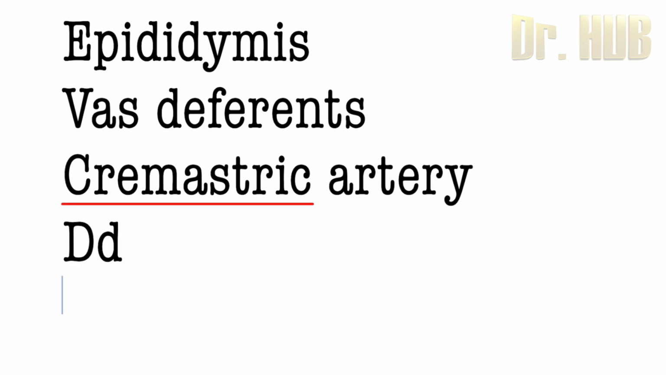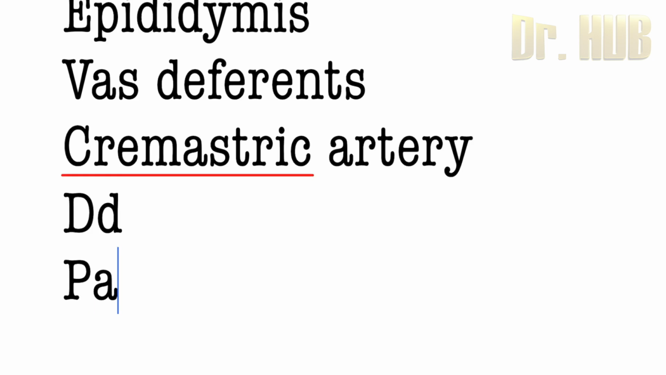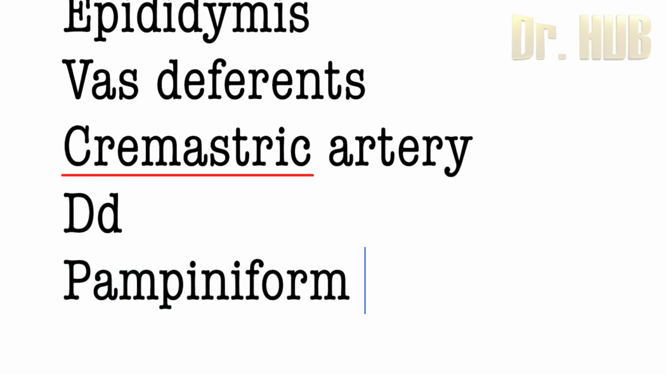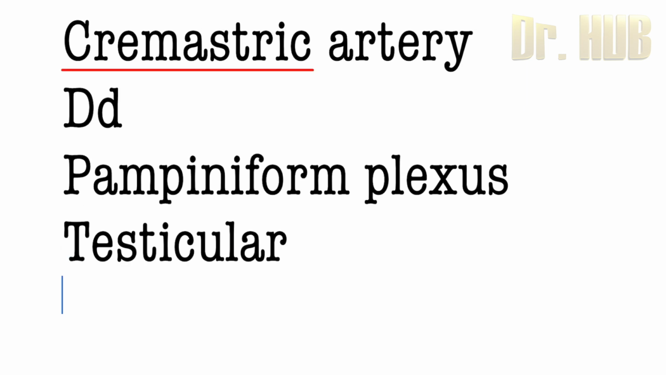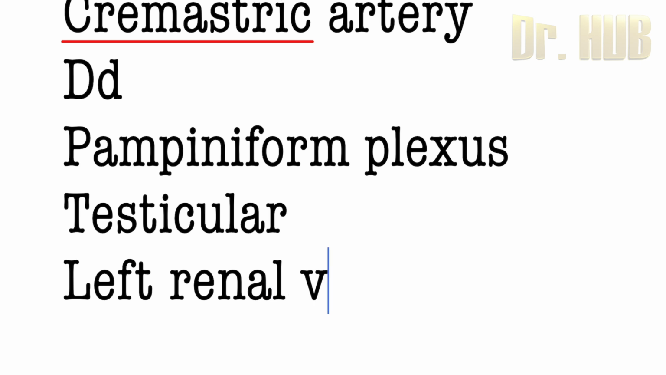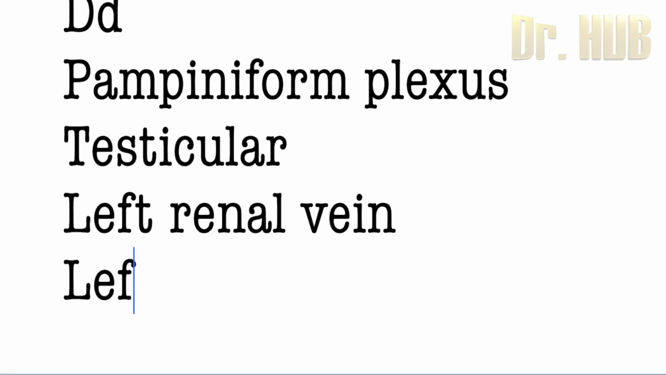So what are the veins involved in the spermatic cord? It includes the pampiniform plexus. The pampiniform plexus is a venous network that drains the testis, epididymis and the vas deferens. Then comes the testicular vein. It drains into the inferior vena cava, or the left renal vein on the left side.